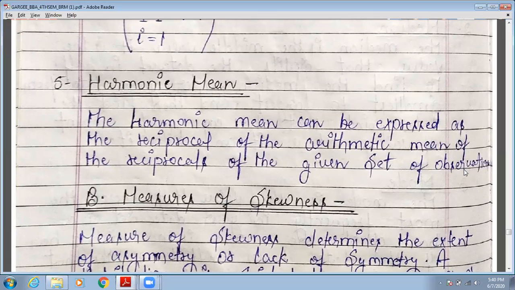Suppose you have 3 items, then the formula will be n upon 1 upon x1 plus 1 upon x2 plus 1 upon x3 and so on. Suppose you have 3 values 2, 3 and 4. The number of items is 3, so you will write 3 upon 1 upon 2 plus 1 upon 3 plus 1 upon 4. Like this you will calculate your harmonic mean.